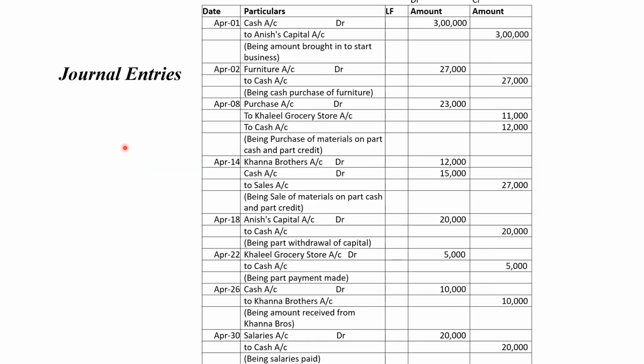These are the overall journal entries of all the transactions that we have done over here, starting from receiving of the capital till paying of the salaries, which was the last transaction. You may want to pause the video at this point and have a look at the overall journal transactions that have happened over here.